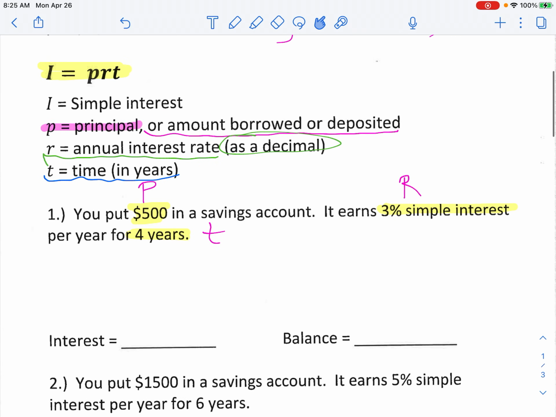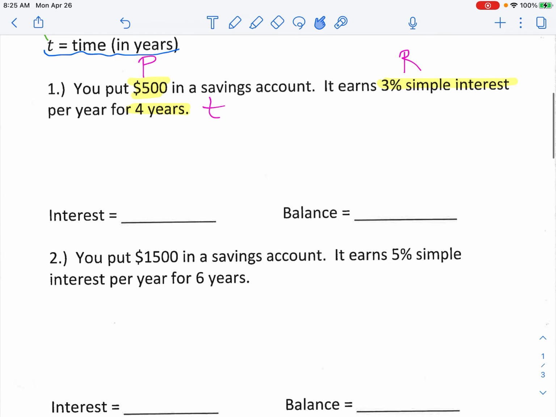So remember this formula up here. I equals PRT. Interest equals principal times rate times time. So we're always going to start with our formula. I equals PRT. So we're supposed to find, if you look down here underneath the problem, the interest, and we're going to find the balance in your account after 4 years.